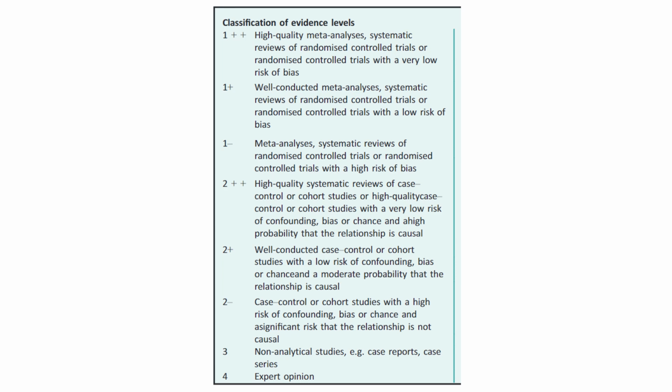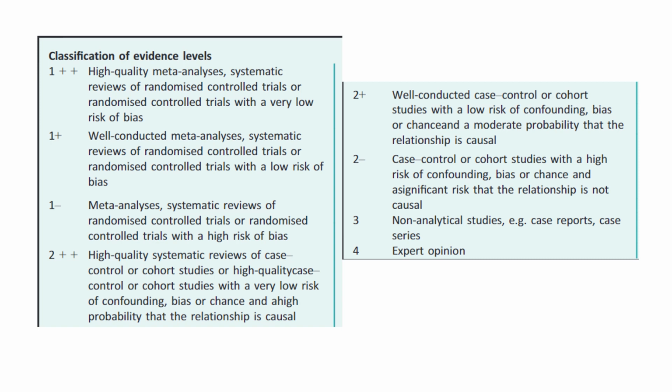So at the end of each guideline, this table is given, which is called classification of evidence levels, and which can be referred to every time you read the guideline. For the purpose of making it easier to read, I have broken it down into two sections. So the classification of evidence levels is categorized as 1++, 1+, 1 minus, 2++, 2+, 2 minus, 3, and then 4.